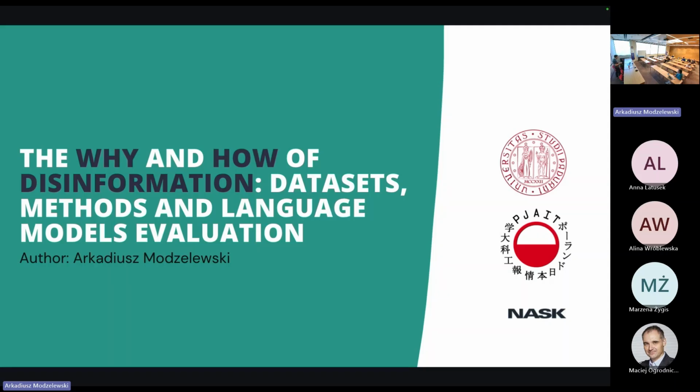I am a PhD student at Polish-Japanese Academy of Information Technology and also at University of Padova. The reason is that I'm doing a double degree under the co-tutelle agreement. And I'm also affiliated with NASK for just the last two months. I started the work at NASK.